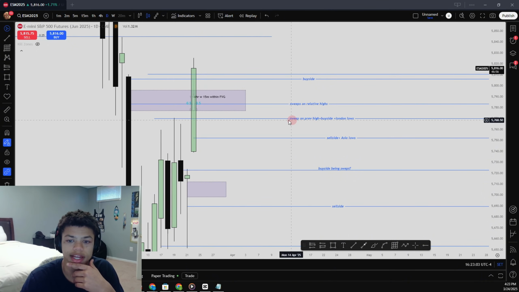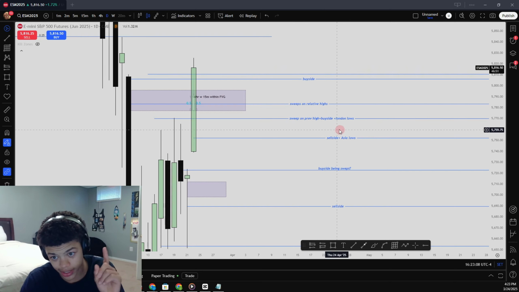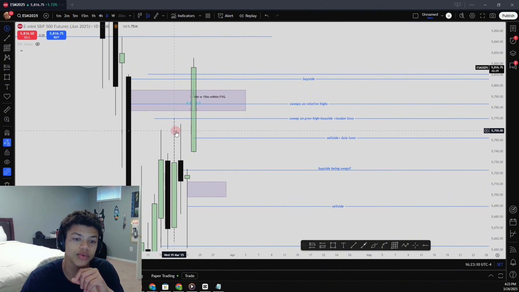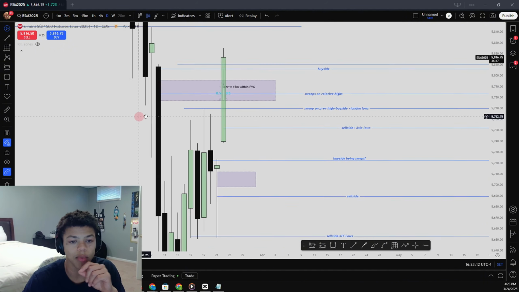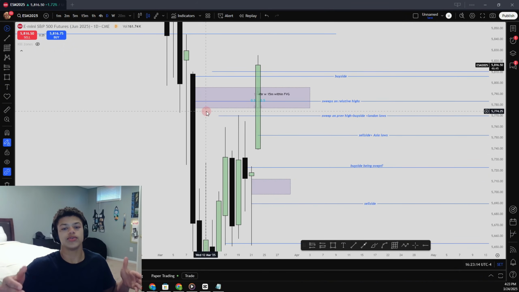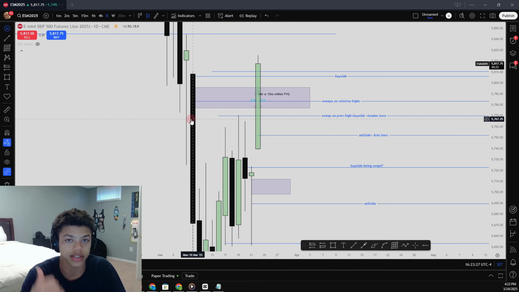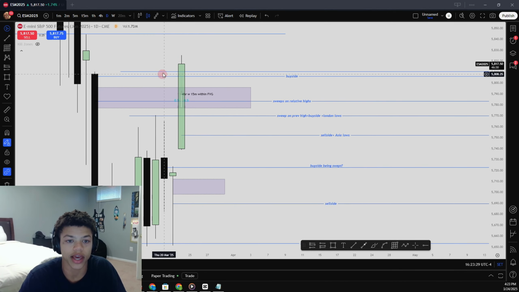Also right here where it says sweep on previous high plus buy side plus London lows, these were relative highs right here. So I wanted to see what we were going to do at these relative highs. You can see exactly what I'm talking about in my last video, because I made a whole video on my weekly bias, and that was literally yesterday night. So I would check that out.